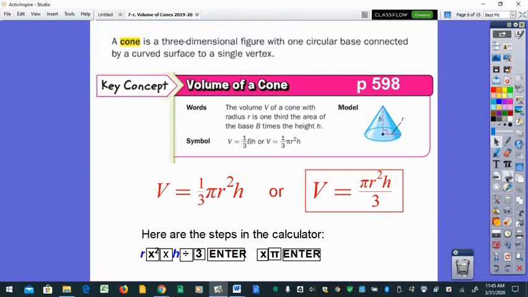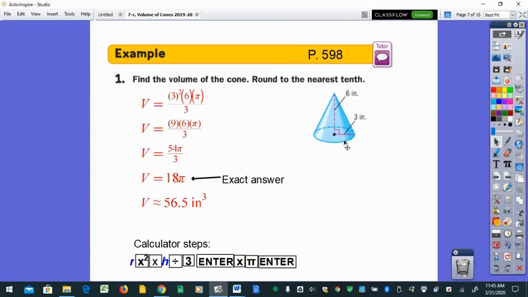So let's take a look at an example. So here's an example of a cone. It has a radius of 3. Notice it only goes from the center to a point on the edge of the cone. It's not the diameter, it's the radius. And then the height is 6. So we're going to take, just like we did for the cylinder, the radius squared times the height times pi, but we're going to divide it by 3 because it's a cone.